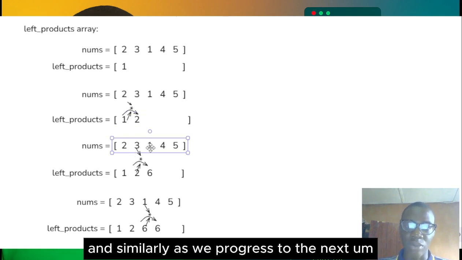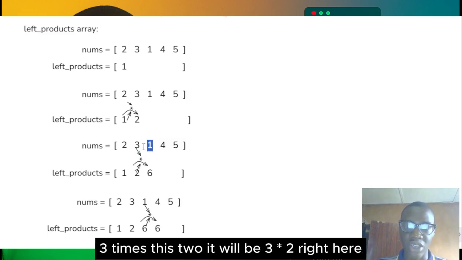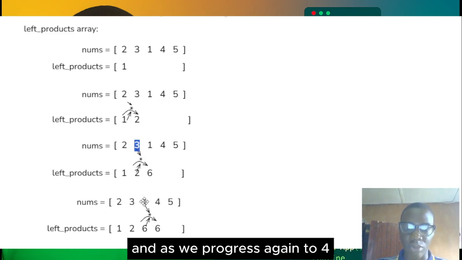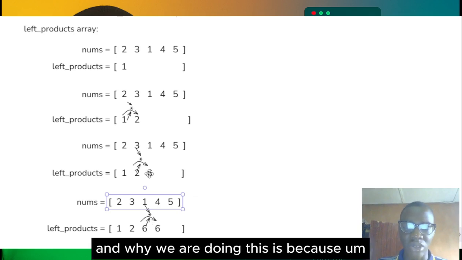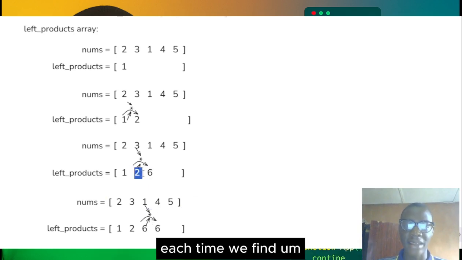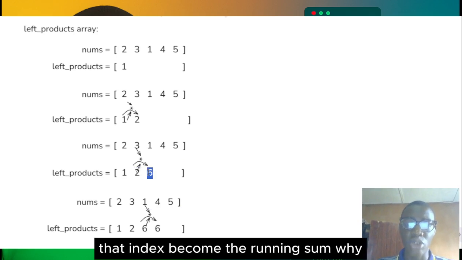And similarly, as we progress to the next index, which is 1 now, it will just be 3 times 2. It will be 3 times 2 right here. And as we progress again to 4, it will be 1 times 6. And why we are doing this is because each time we find the left product of a particular index, that index becomes the running sum.